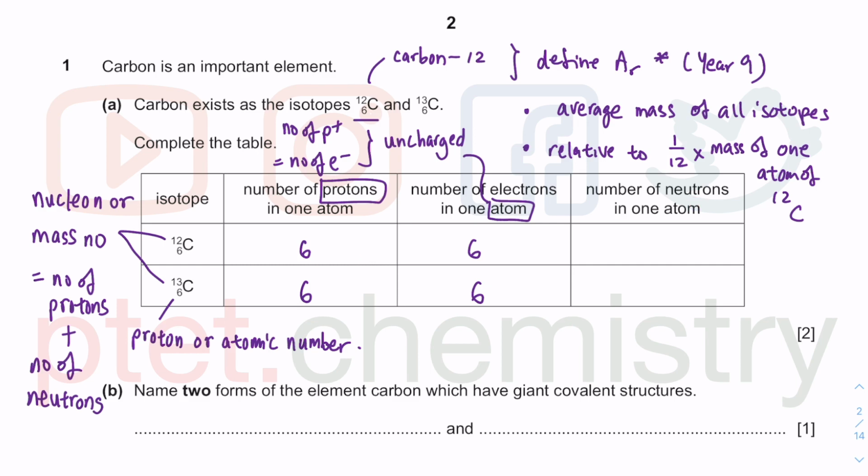Now the number of neutrons, as I mentioned, is the nucleon number or the mass number, take away the proton number. So 12 minus 6 gives me 6 neutrons there. And the other one is 13 minus 6, giving me 7 neutrons. So same number of protons, different number of neutrons. Isotopes are different atoms of the same element with the same number of protons but different number of neutrons, or you can say different nucleon or mass number.